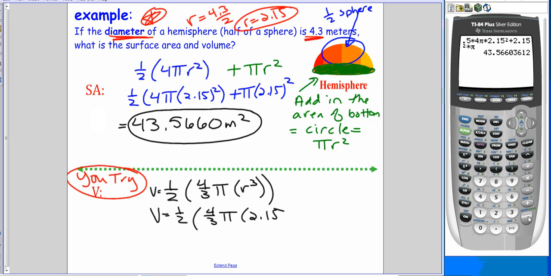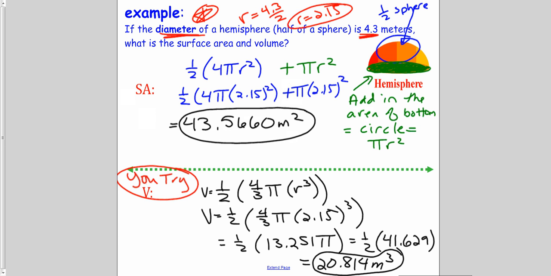So for the U try, I've actually gotten you started. So go ahead and do the U try now with your volume. Pause the video, please. So my answer was 20.814 meters cubed. Please be sure that you have your units on there and they are correct. If there's anything that you need to correct from my mistakes or your mistakes, please pause the video here and make any corrections you need to your paper. And again, I apologize for all my mistakes. I'm going on to the next example.